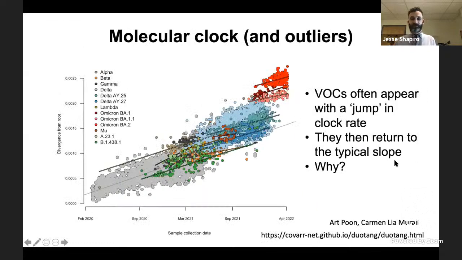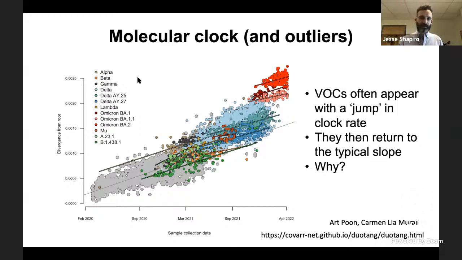Here's a real example, and this is with colleagues as part of CoVaRR-Net, the Canadian Coronavirus Variants Research Rapid Response Network. It's easier to say CoVaRR-Net. And with the different variants of concern, Alpha through Omicron, in different colors. You can see that generally, there's a very nice correlation between the time and the divergence from the root and the number of point mutations.